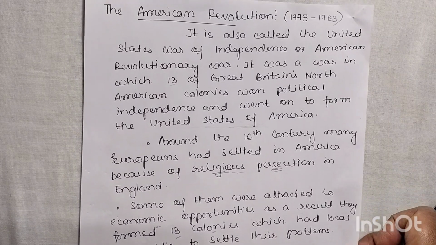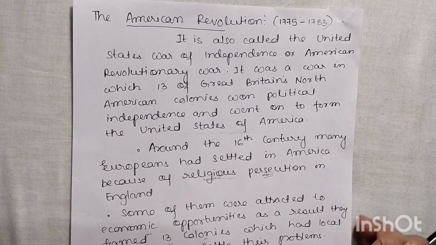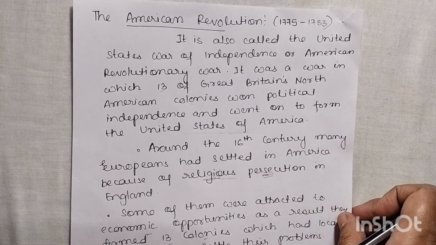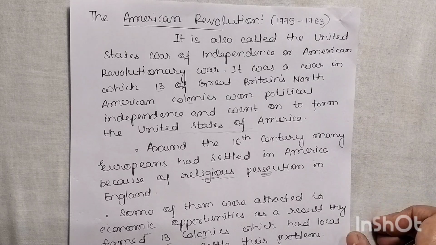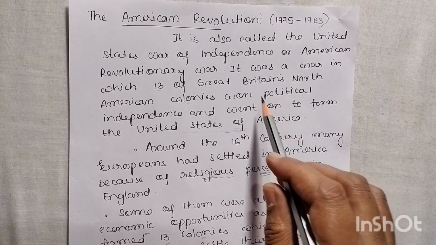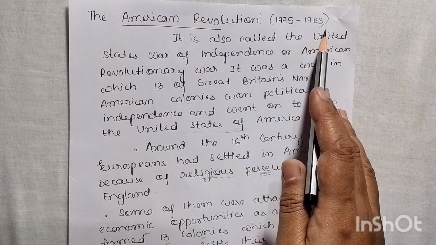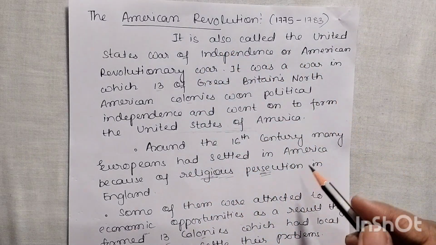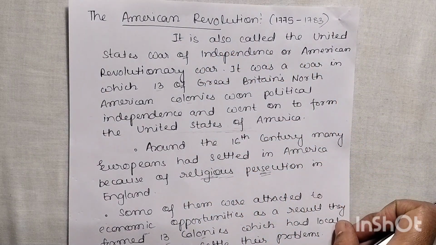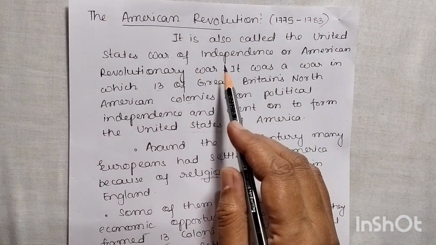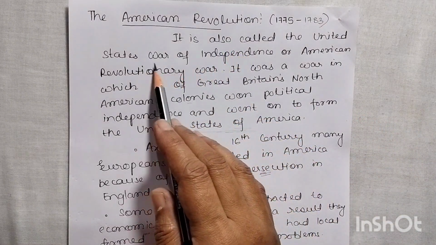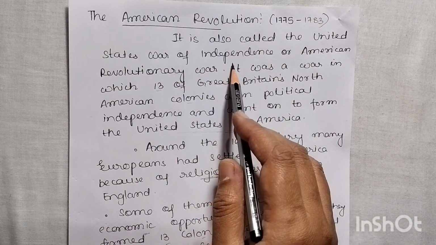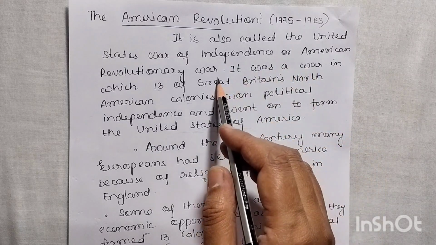Before going to the causes of the American Revolution, let me give you the overview of what the American Revolution is. Okay, what does it mean? So 1775 to 1783. It is also called the United States War of Independence or American Revolutionary War. So what is the other name of the American Revolution? That is the United States War of Independence or American Revolutionary War.